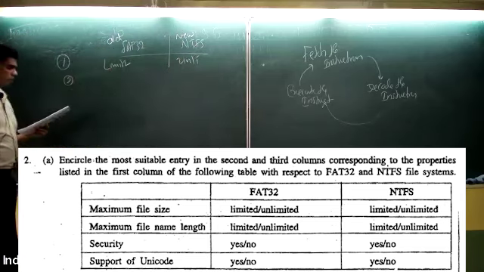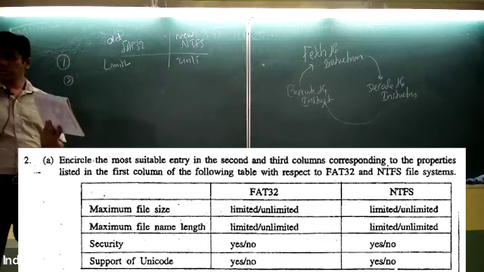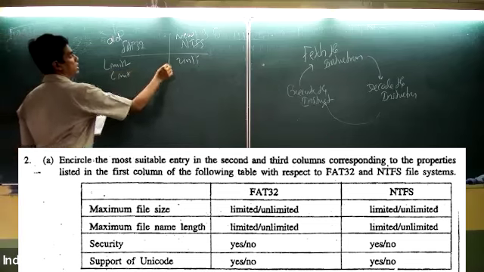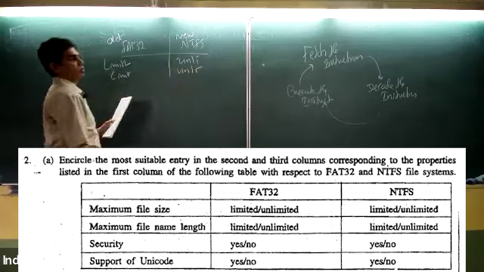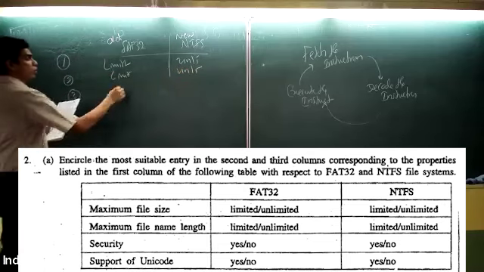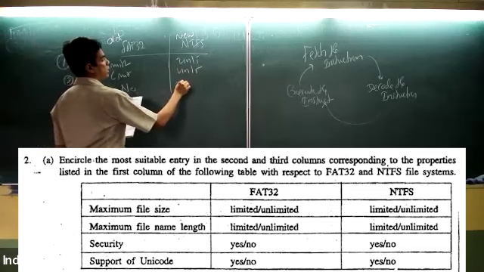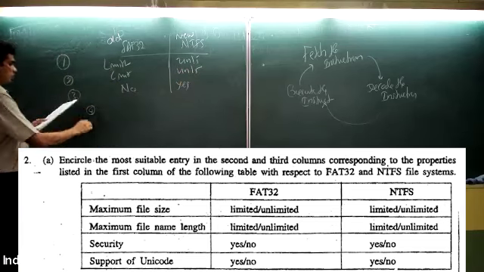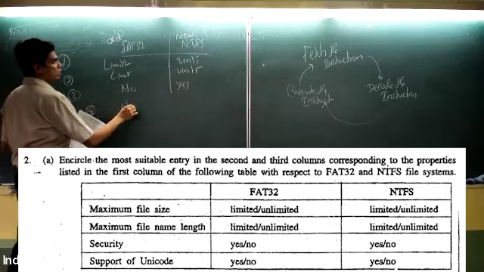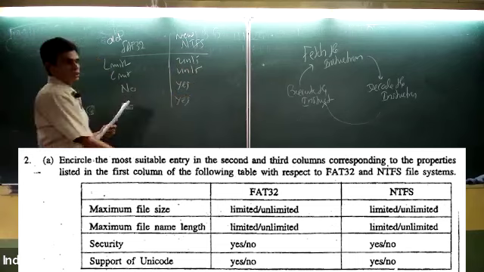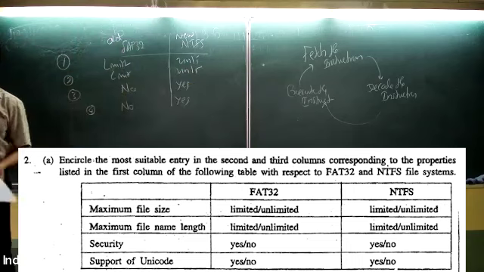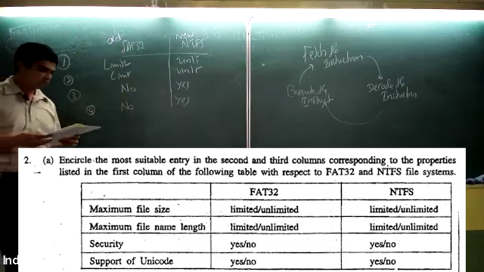Second one, maximum file name length, the name given to the file. In FAT it is limited, in NTFS it is unlimited. Then the third one, security. FAT, no. NTFS, yes. Then the fourth one, support of Unicode. FAT does not support it, whereas NTFS does. So most of these features are in NTFS, whereas not in FAT.